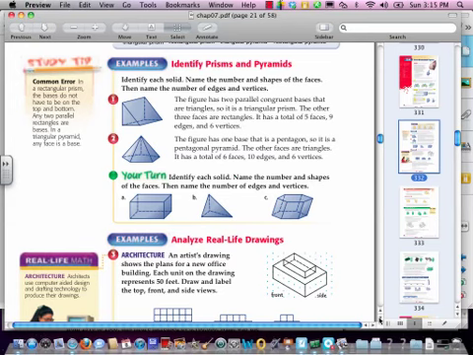All right, hopefully that gives you a little better idea. It gives you a better 3-dimensional look at some of these things, and everything on here obviously is just 2 dimensions, but with Google SketchUp it gives you that 3-dimensional feel of how things are. So let's take a look at these examples now. It says identify prisms and pyramids. We're going to identify each solid and name the number and shapes of the faces, then name the number of edges and vertices.